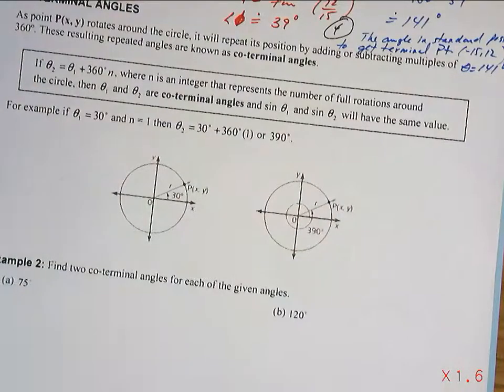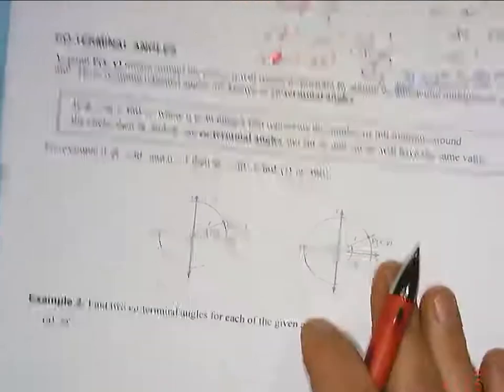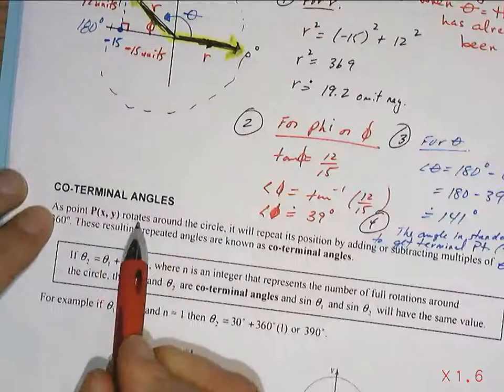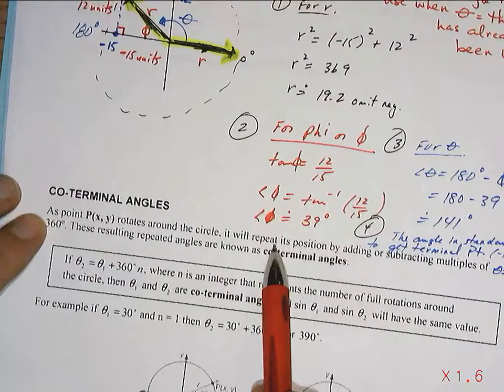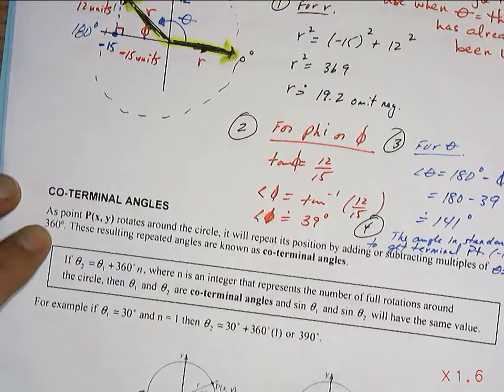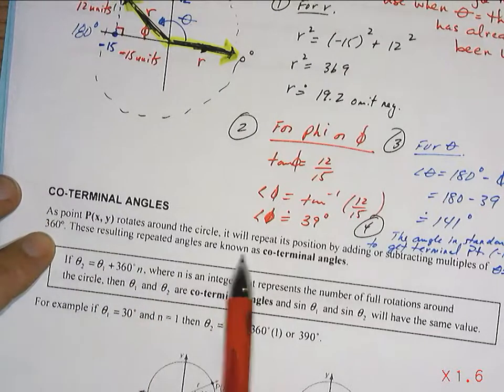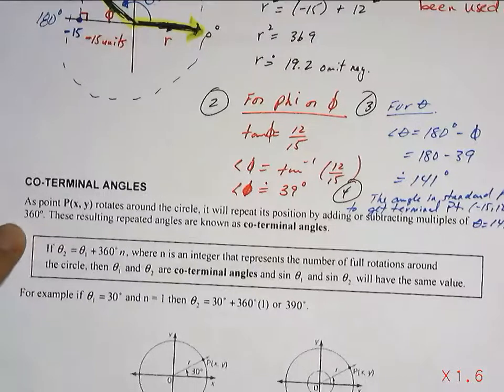Okay, so let's take a look at what I have here. As the point (x, 1) rotates around the circle, it will repeat its position by adding or subtracting multiples of 360. We've talked about that. The resulting repeated angles are known as coterminal angles. We've talked about that.